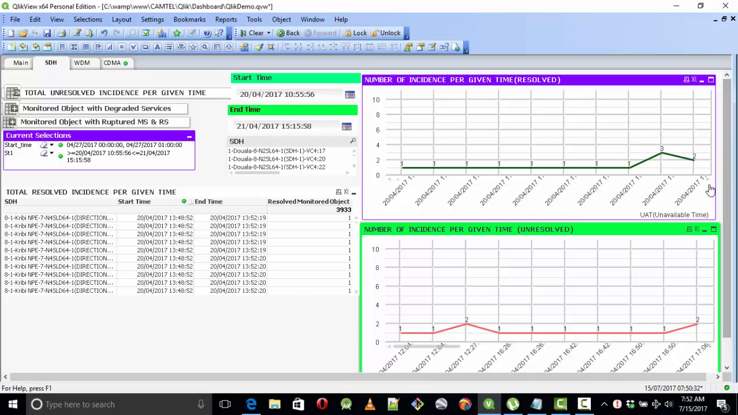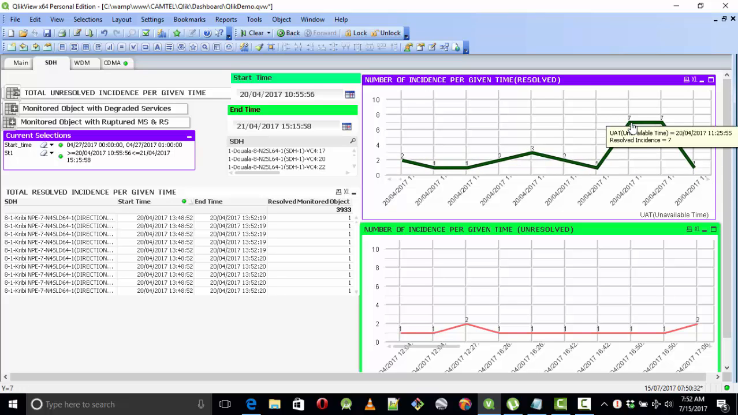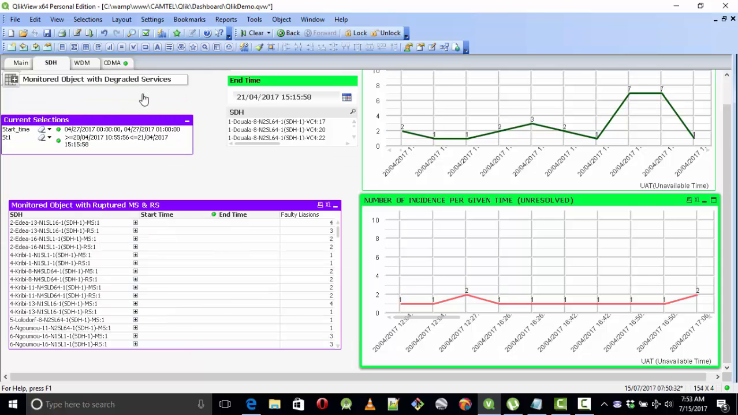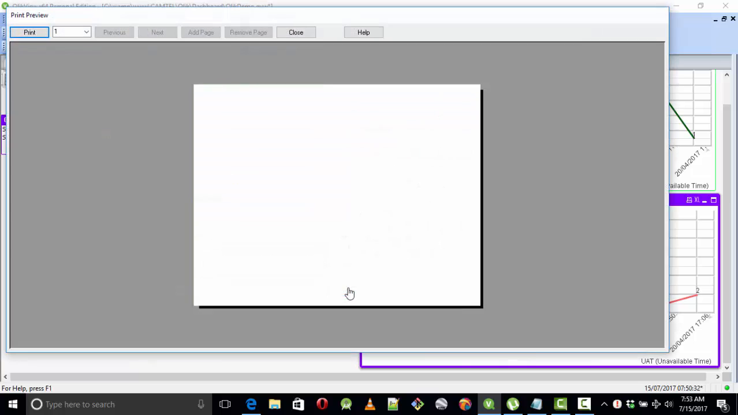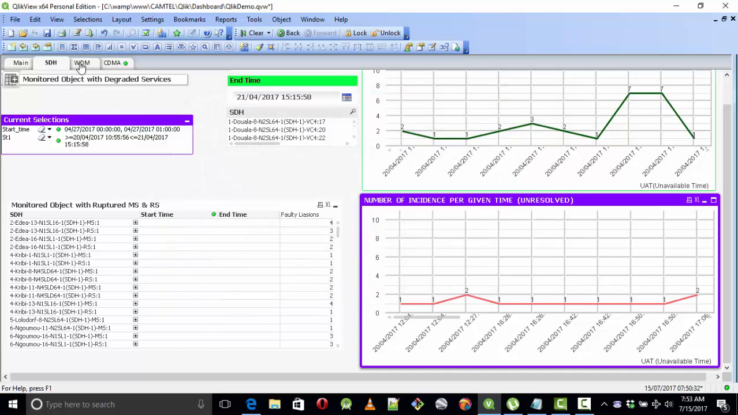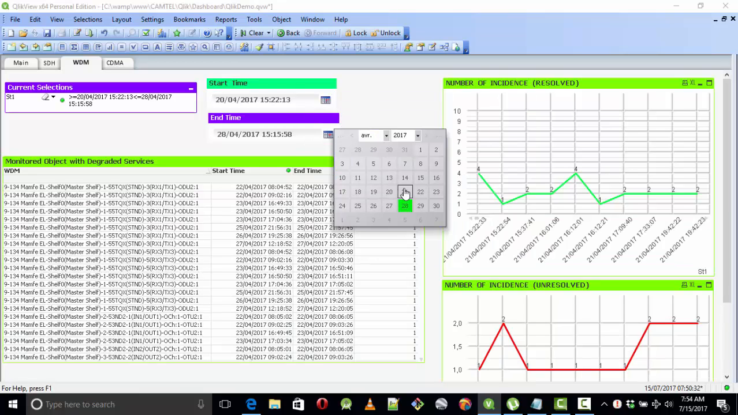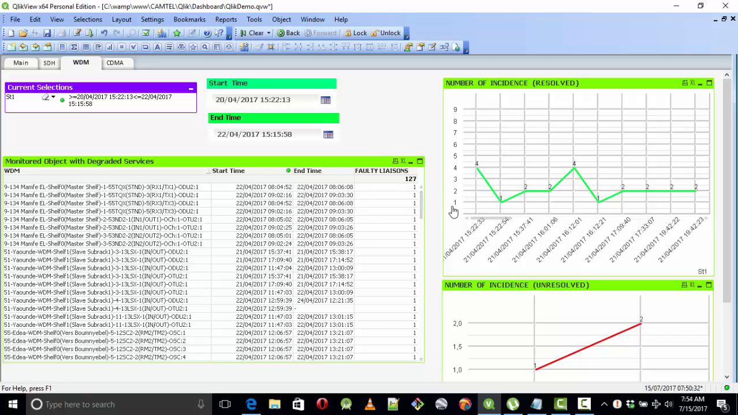We can see that on the 20th of April at 11:25, we had 7 incidents that have all been resolved, and on the 20th of April at 12:27, 2 incidents happened and they are still unresolved. So this quick overview shows you details graphically on tables and on graphs, which can be downloaded or printed out by the performance engineers. Changing the date, the interval of time changes the graph automatically because they are all linked in the coding. So that's for the WDM.